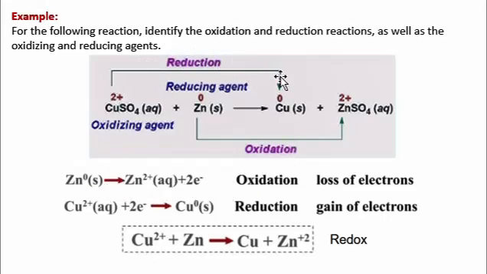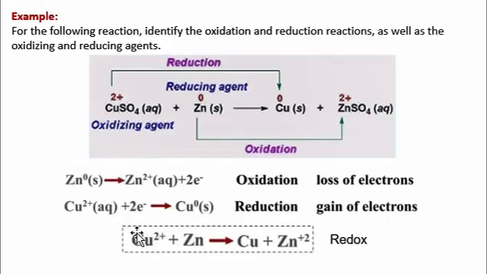In reduction, which means gain of electrons, copper in copper 2 sulfate starts with oxidation state positive 2 and becomes 0, copper solid, in here. This means the copper ion gains 2 electrons to convert to solid, and this is the reduction half reaction as you see.